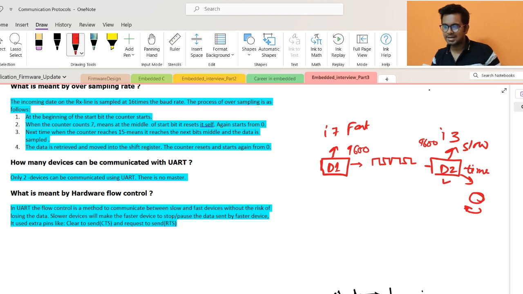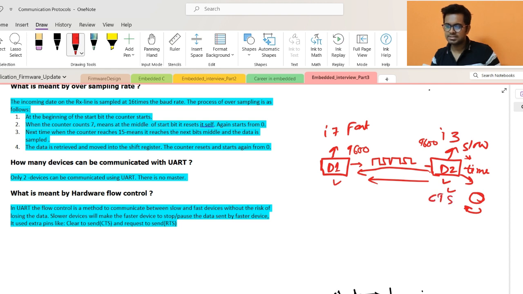At that time this D1 will not stop sending the data, correct? It is sending the data because it doesn't know whether D2 is busy or not. So what D2 wants to say to D1 is, okay, I am now busy, please pause the data for some time, and when I am free again, I will send you the request to send the data again. So in that way, if a fast device is trying to communicate to a slow device, to reduce the loss of data, we have two things.